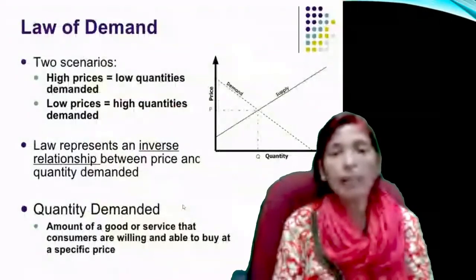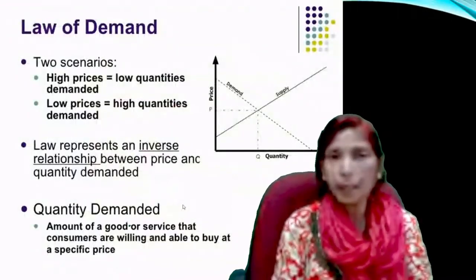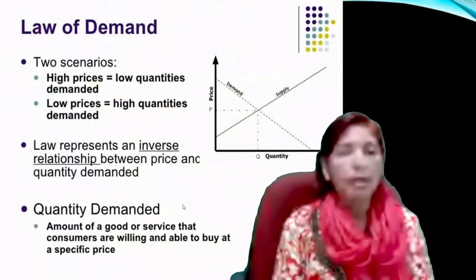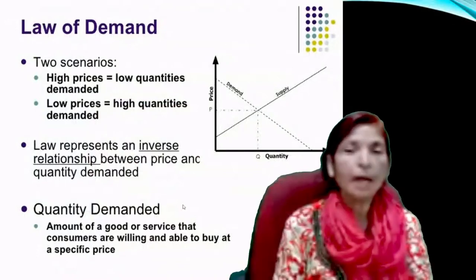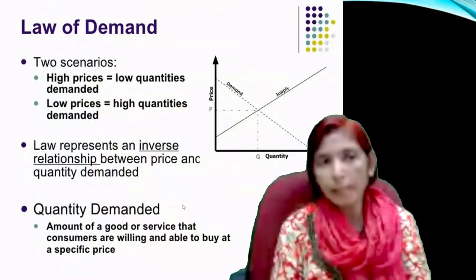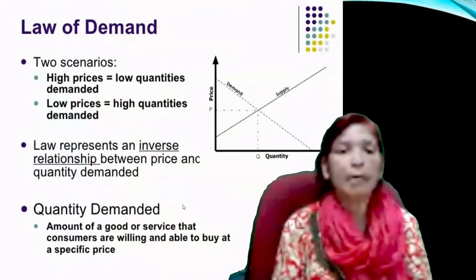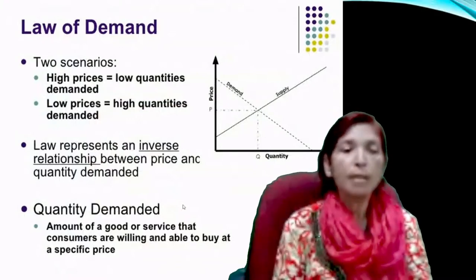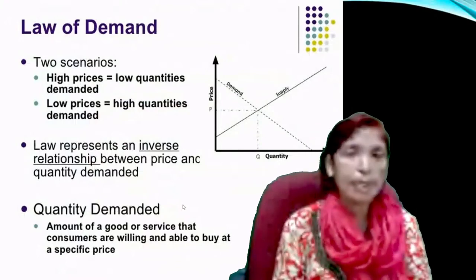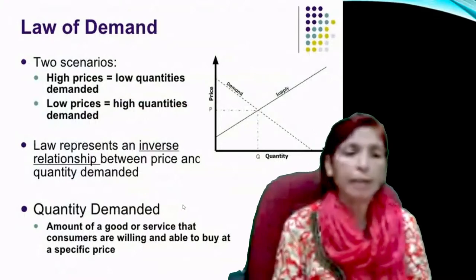The law of demand explains the negative relationship between price and quantity demanded, if other things remain constant. Here two scenarios are given. At higher prices, there is a lower demand for a commodity, and at lower prices, there is a higher quantity demanded. So the law of demand represents an inverse relationship or negative relationship between price and quantity demanded.